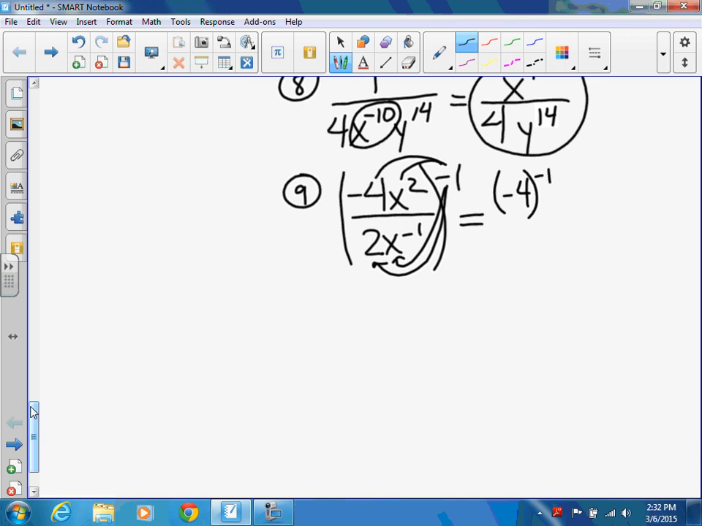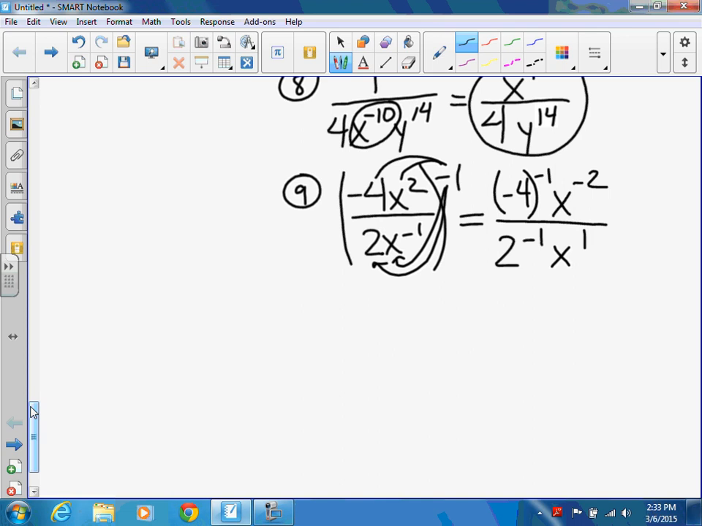X squared, because it's a power of a power, we're going to multiply. That becomes x to the negative 2. There's the new top. Go to the bottom, you're going to have 2 to the negative 1 power. And when I give x to the negative 1 a power of negative 1, that becomes x to the positive 1, because negative 1 times negative 1 is positive 1. Now you're at the point where you can make things happy.